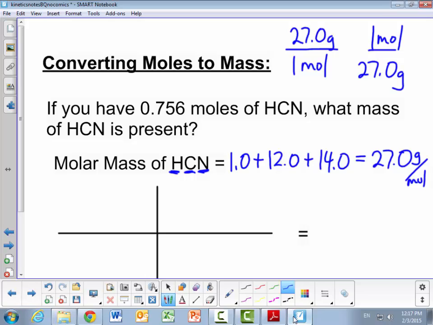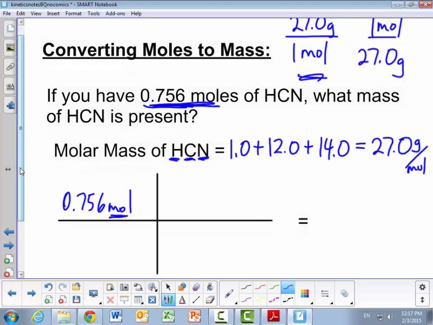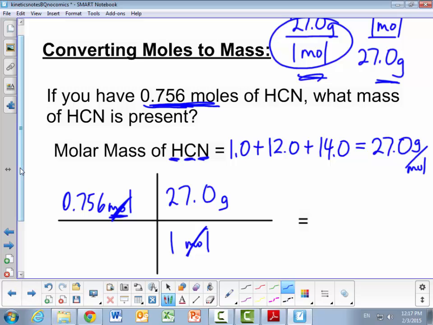So when I convert 0.756 moles to grams, this is my starting value, so it's going to go on the upper left hand part of the table. And since I have moles on the top here, I need moles on the bottom in the next step in order to cancel my units. So I look up here, and this is the one I want, because it has moles on the bottom. So I write it into my table. The moles cancel.